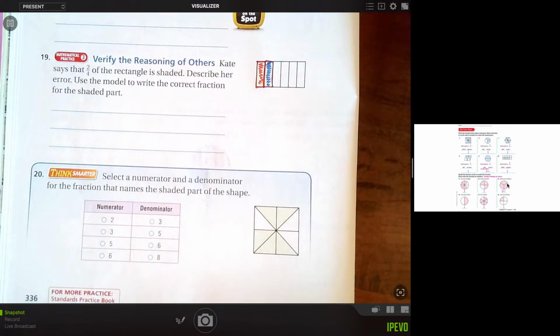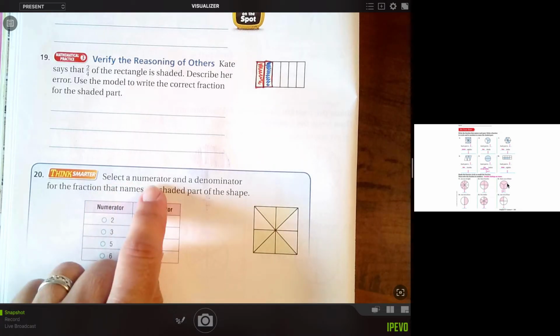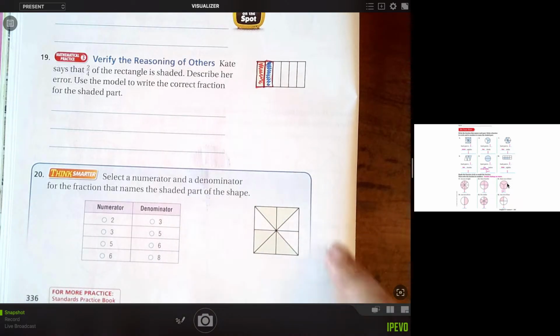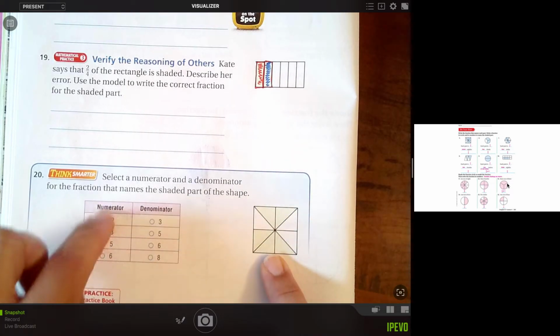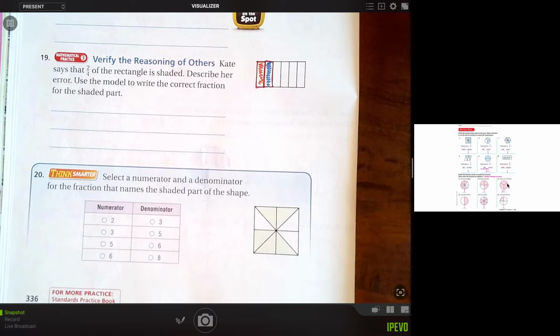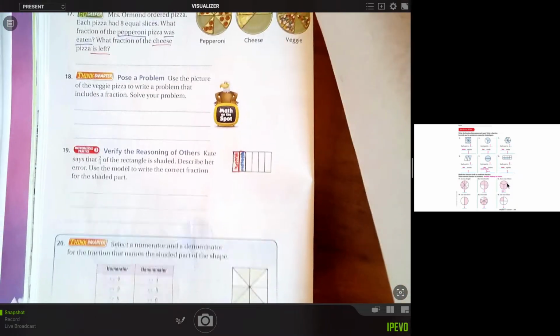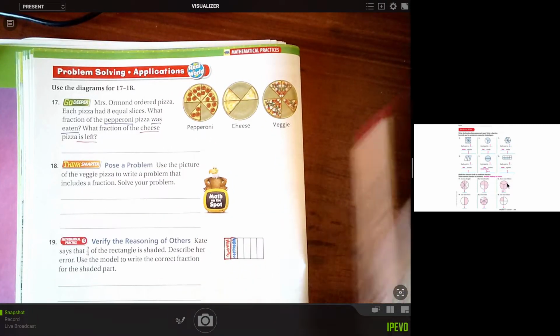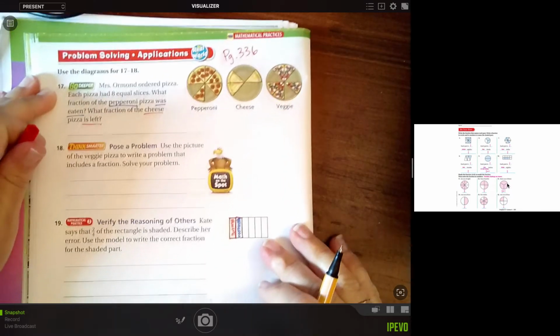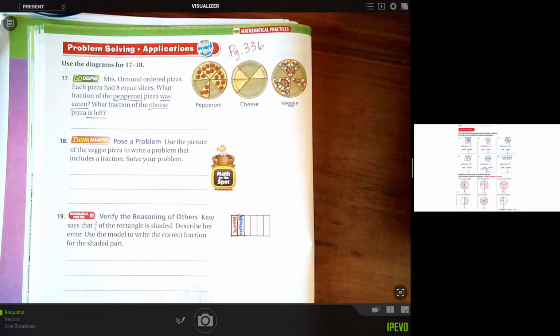All right. And then down here in number 20, select a numerator and a denominator for the fraction that names the shaded part of the shape. So for this shape, what would be the numerator? The numerator. What would be the denominator? The denominator. Okay, it's a weird looking multiple choice question. All right, so pause and do your work on this part if you would like. This is page 336. You don't have to turn this in. This is just to challenge yourself. So pause, do your work, and I'm about to share the answers in 3, 2, 1.